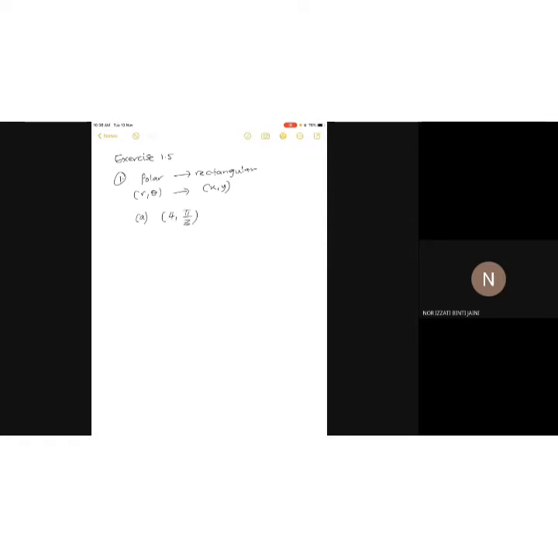Okay, part A: 4 and pi over 3. Basically the 4 is r and pi over 3 is theta. So how do we find x and y? There is a formula: x equals r cos theta and y equals r sin theta. For question 1, you use this formula and just substitute the values.